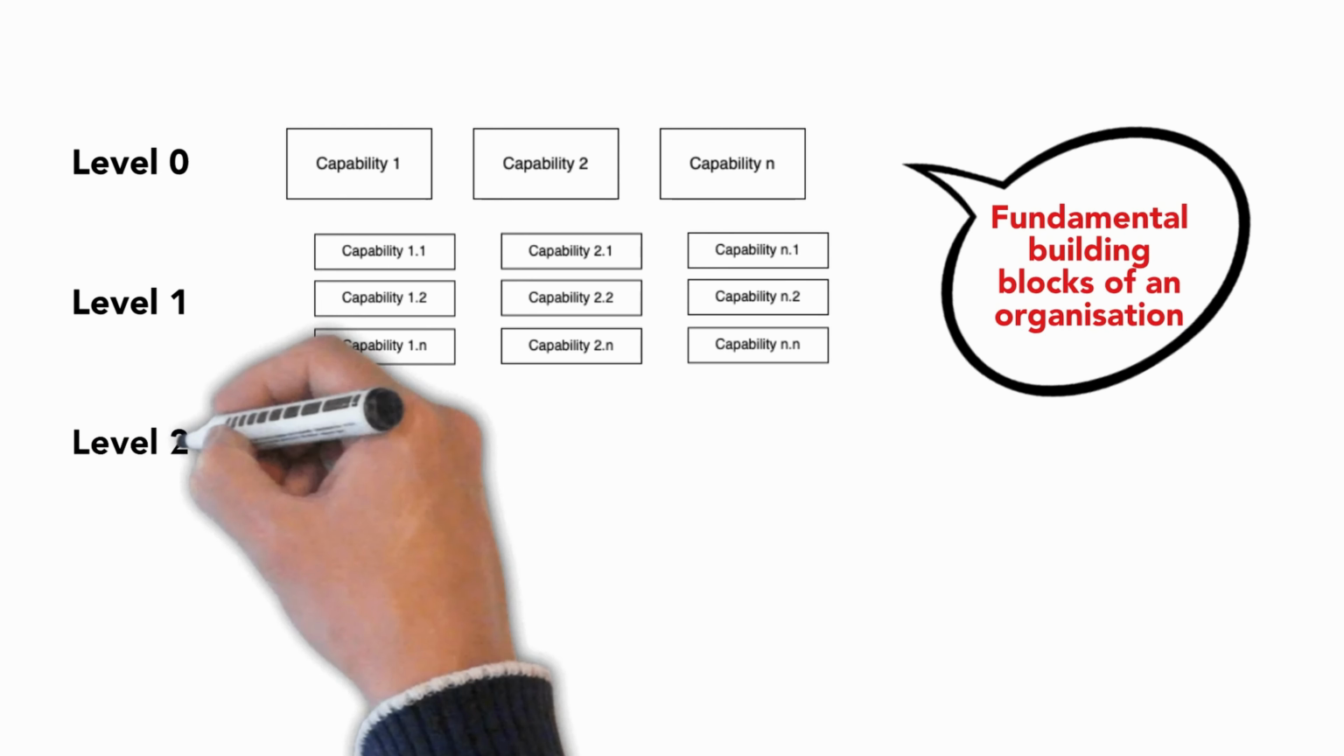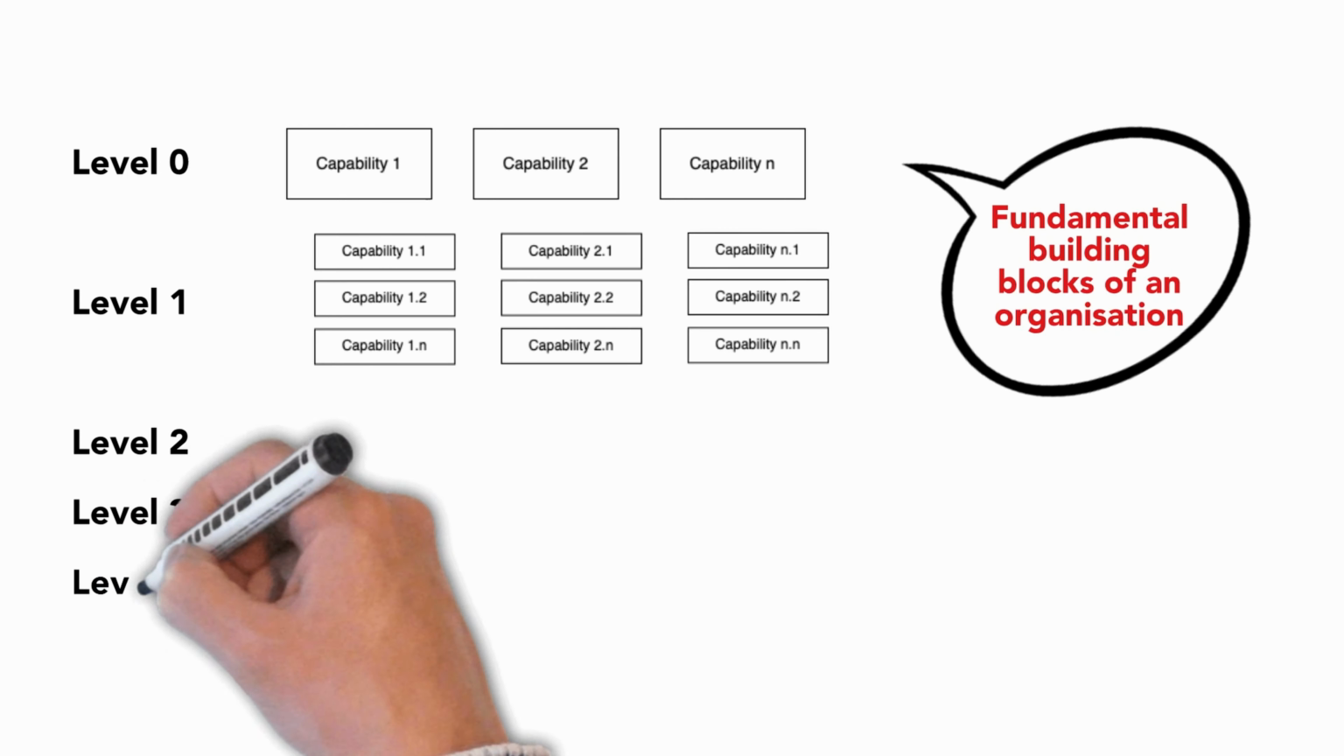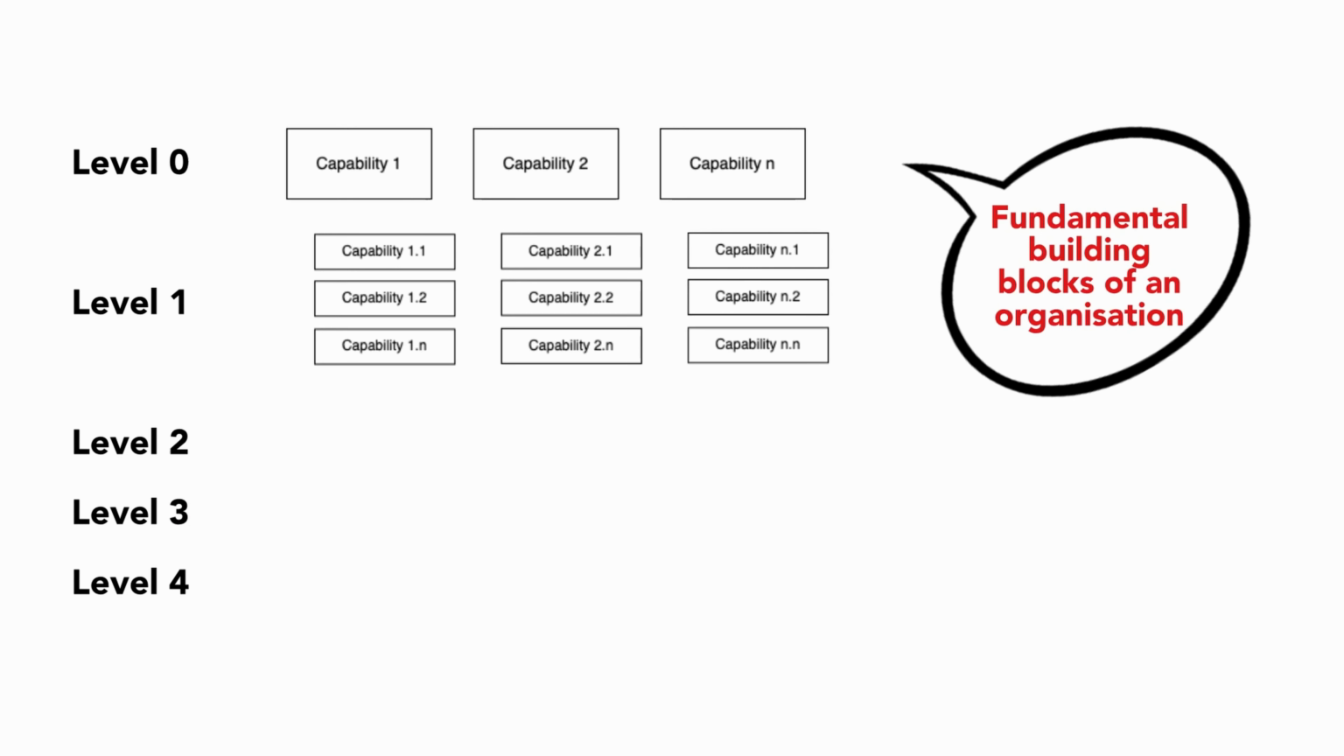Capabilities are often decomposed further into level 3 and level 4 capabilities. Beyond level 4, and sometimes even beyond level 3, it is hard to tell whether it is a capability or a process, and this is an indication to stop the decomposition.